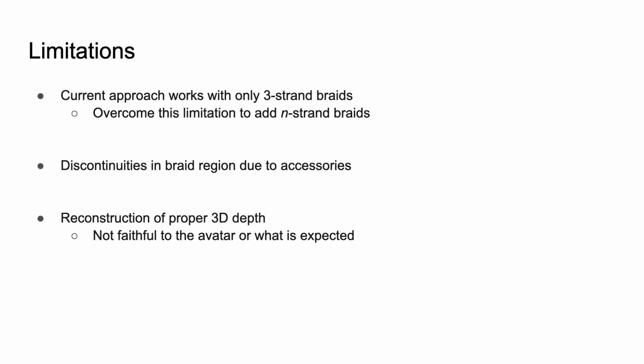Our approach has some limitations. Currently, our braided hair reconstruction generates 3-strand braids. This could be improved by adding a braid style recognition method to perform an N-strand braid reconstruction. Also, the presence of accessories like hair clips and bands leads to discontinuities in the braid region. Finally, since the 3D hair volume is based on the silhouette, the 3D shape of the hair is not always faithful to what would be expected.